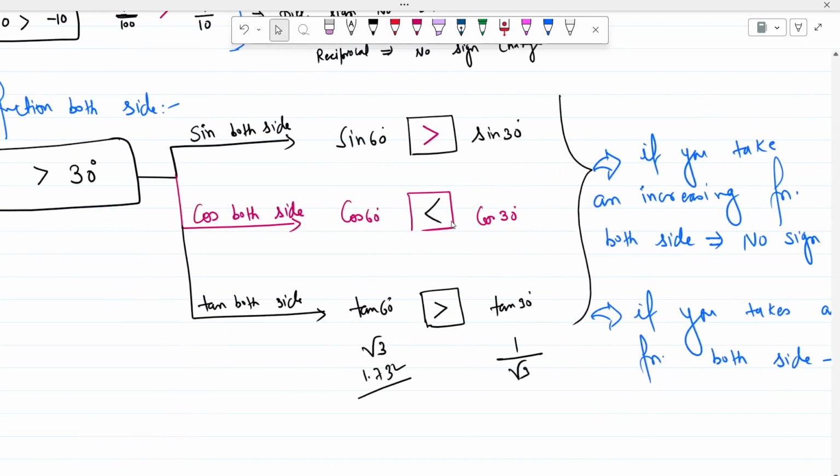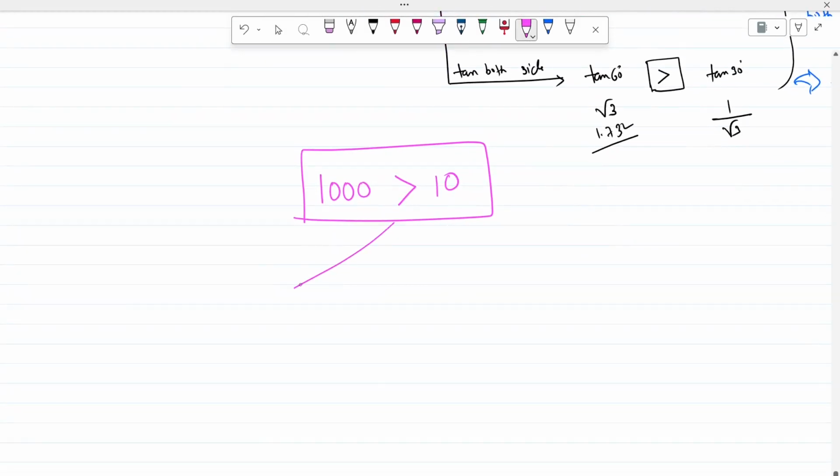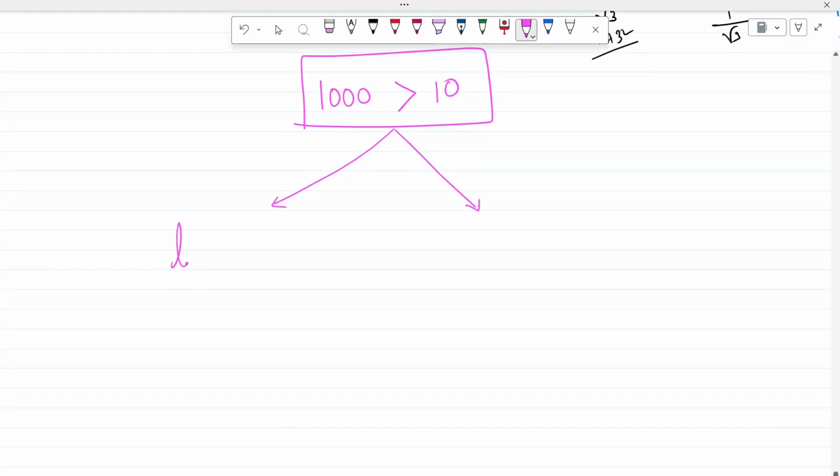So please see a practical verification. You have the calculator? 1000 is greater than 10. Am I right? Now taking log on both sides, but we are going to consider different bases. For example, we are taking log with base 0.1. The calculator is not needed in this: log 0.1 of 1000 and of 10. We have to check the sign. Will the sign change or not?